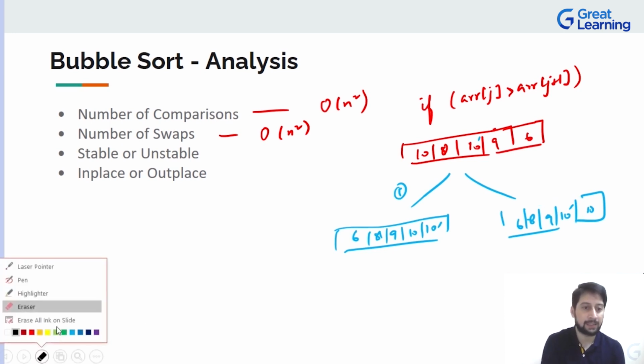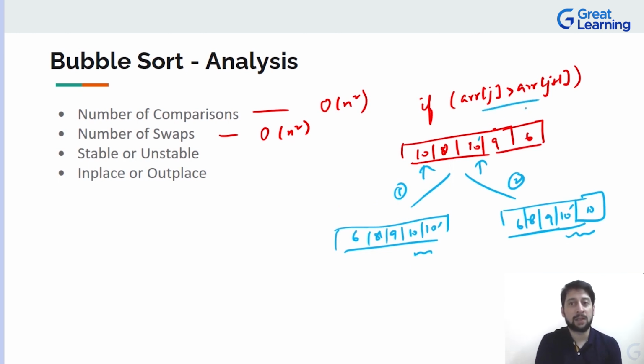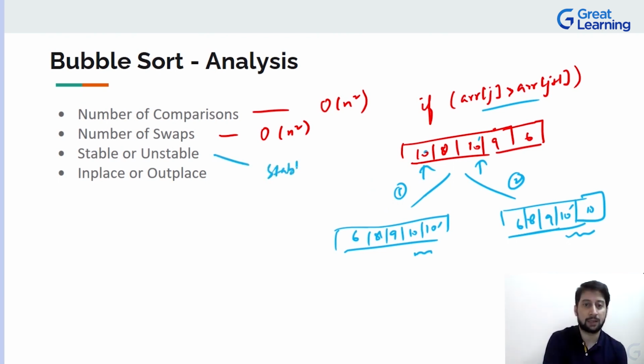So in both these cases the array is sorted. But what happens in this case is that the relative positions of this 10 and this 10 are changed, but they remain the same in this case. This is case number 1 and this is case number 2. Bubble sort works in such a way that only when an element is greater than the next element, that is, 10 is greater than, only then will they be swapped. So we can be sure that after sorting this array, the relative position of this 10 and this 10 will be preserved. So bubble sort is a stable algorithm.